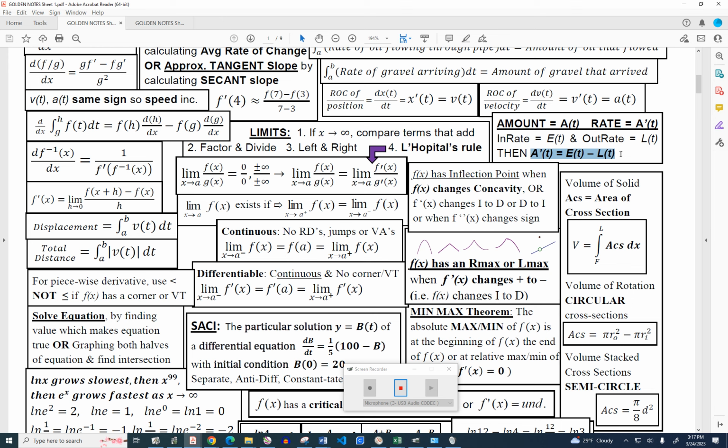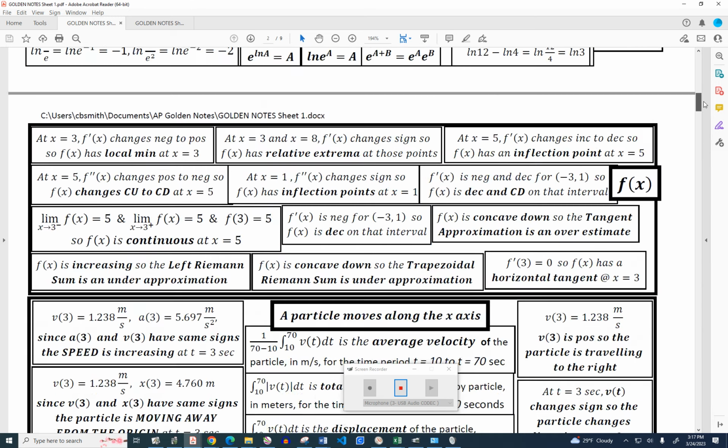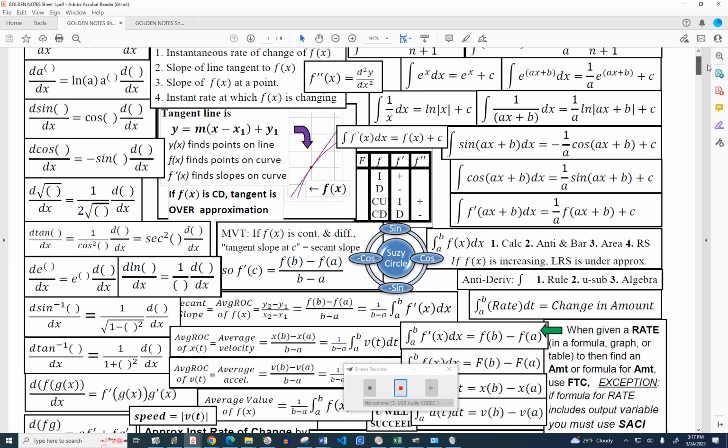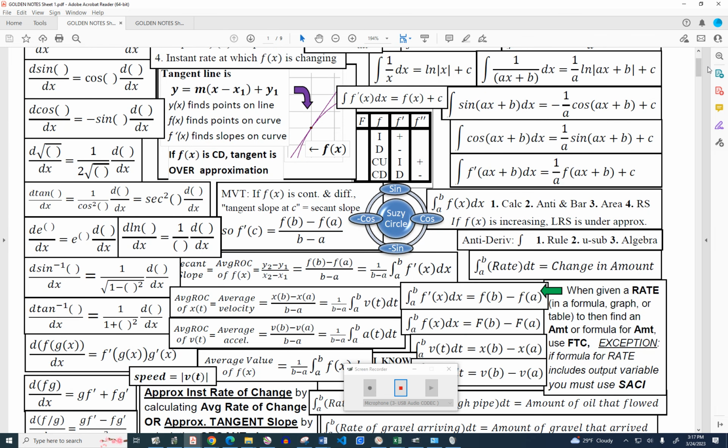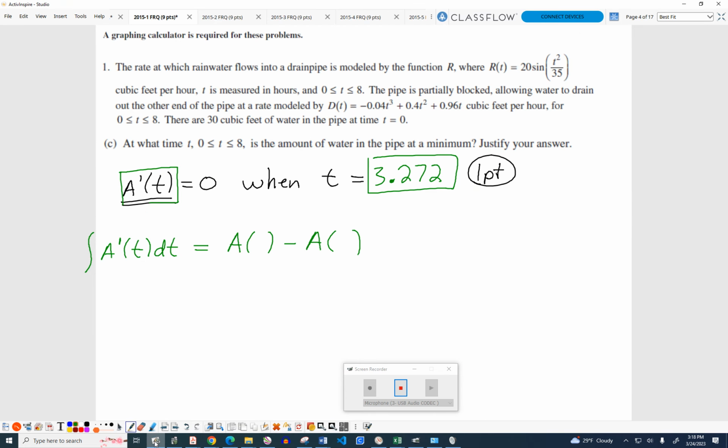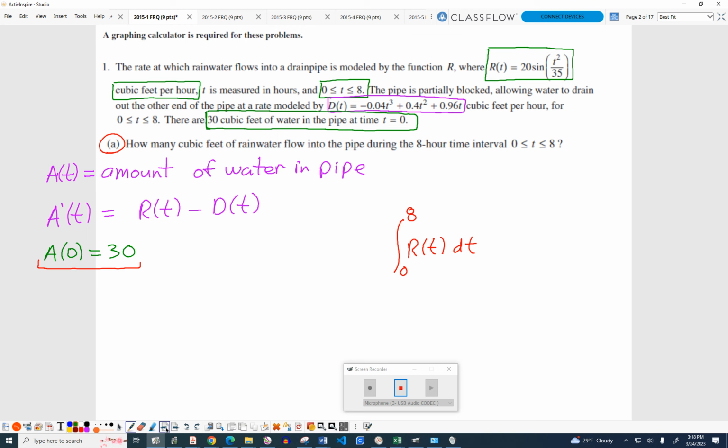If you look at the fundamental theorem right here, and A of T, what's A of T? A of T is what I'm using to represent the amount of water in the pipe. Which is the same as R of T minus D of T? No, because R of T is a rate and A is an amount. They're not the same thing at all. So what I did earlier in the problem, we wrote down this. Remember, we said A of T is going to be the amount of water in the pipe, and therefore how fast that amount is changing, that's going to be R of T minus D of T.